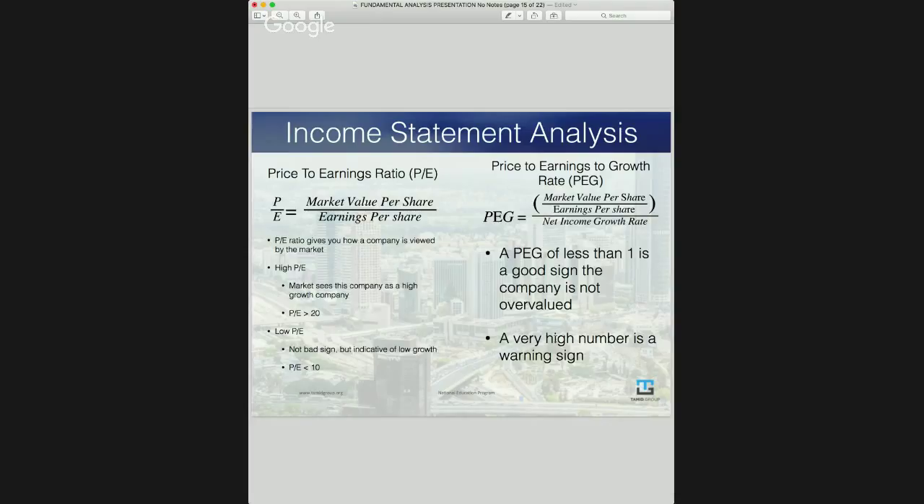Either the market believes there's going to be a period of extremely fast growth in the near future, or the company is overvalued. Your job is to determine which of the two it is. This is the qualitative part of financial analysis.